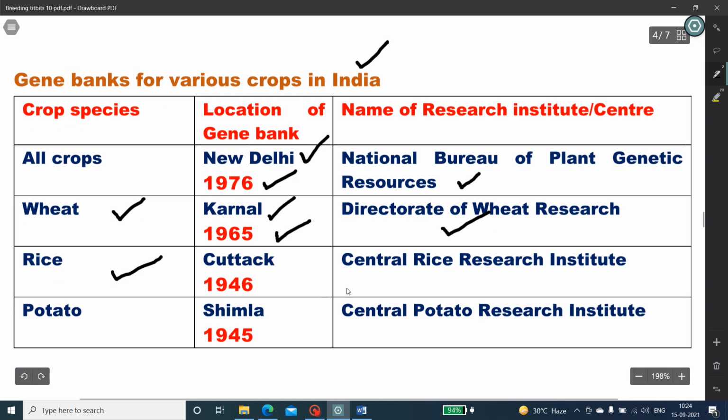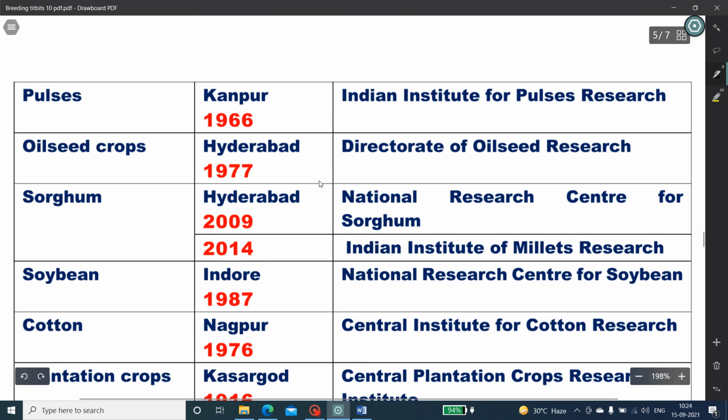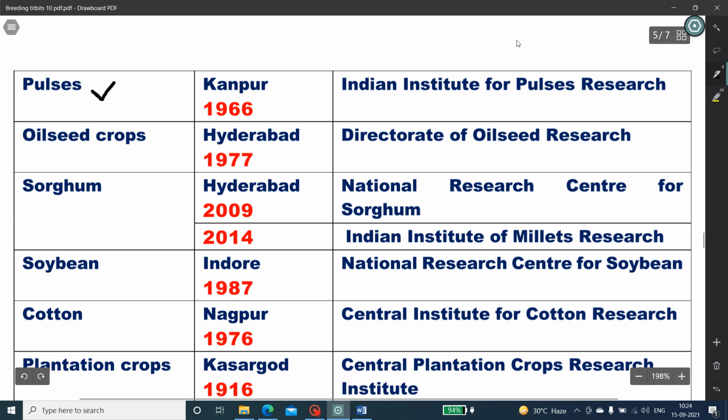Rice germplasm is conserved in the Central Rice Research Institute, Cuttack, established in 1946, and potato germplasm is conserved in the Central Potato Research Institute located at Shimla. It was established in 1945. Regarding pulse germplasm, it is being conserved at the Indian Institute of Pulses Research at Kanpur, established in 1966. And the Directorate of Oilseeds, located at Hyderabad and established in 1977, conserves all oilseed crops.